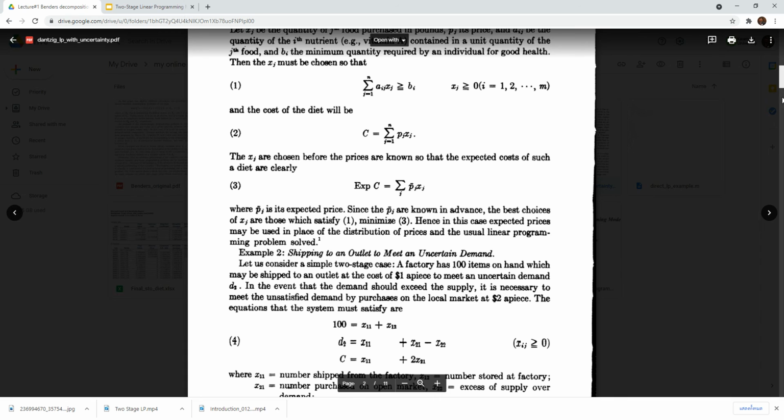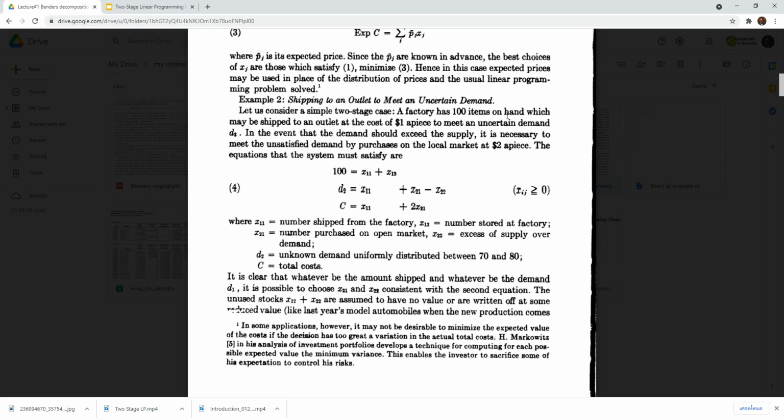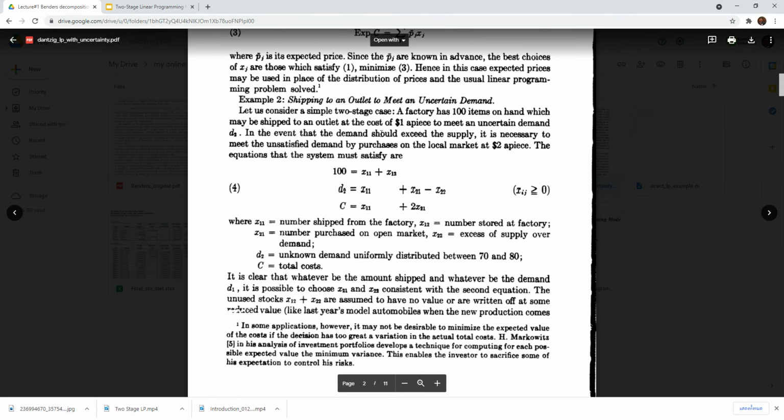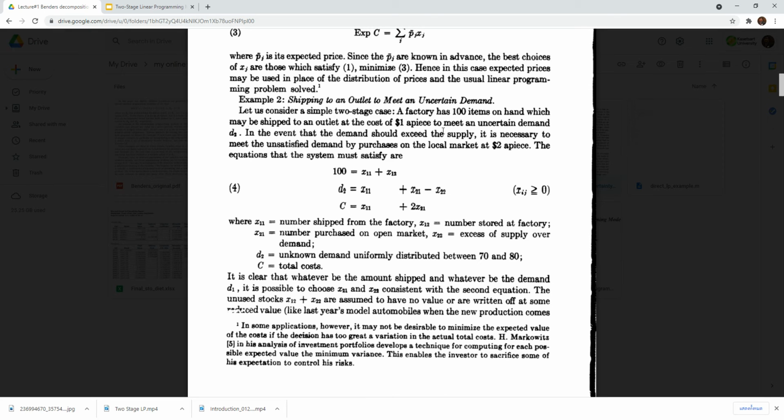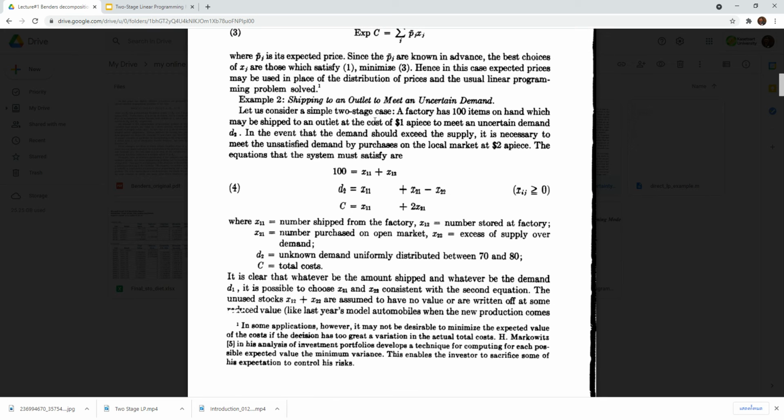He uses this example to express shipping to an outlet to meet an uncertain demand. Now, he said this one deals with demand. Normally the amount of demand is represented on the right hand side of the linear programming model. The problem is stated on the screen: let us consider a simple two-stage case.